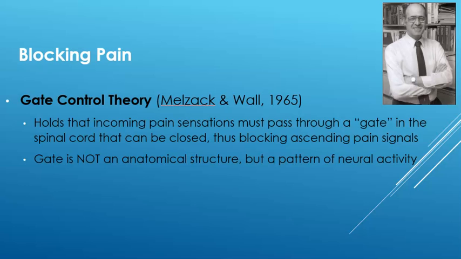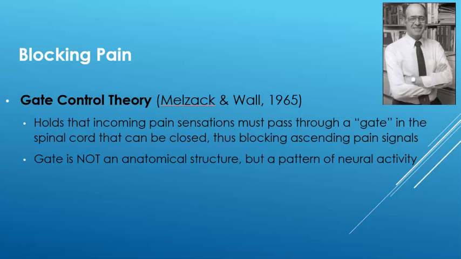Now, how can you block pain? There's one theory we're going to talk about here, and that's the Gate Control theory. This theory holds that incoming pain sensation must pass through a gate in the spinal cord that can be closed, thus blocking the ascending pain signals. In other words, there's a gate in the spinal cord that prevents us from processing the pain, because sometimes it's not beneficial to the body to feel pain. So this gate will close off the pain signals from getting to the brain.